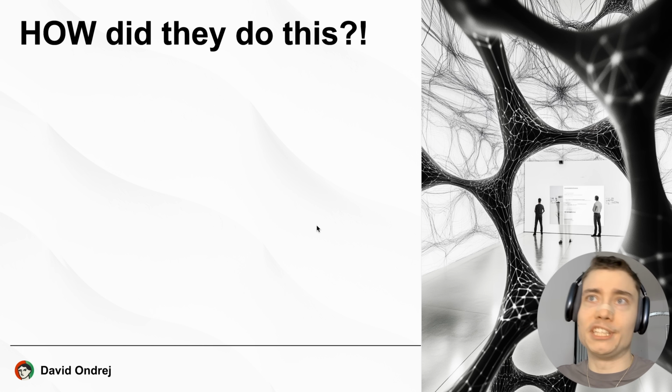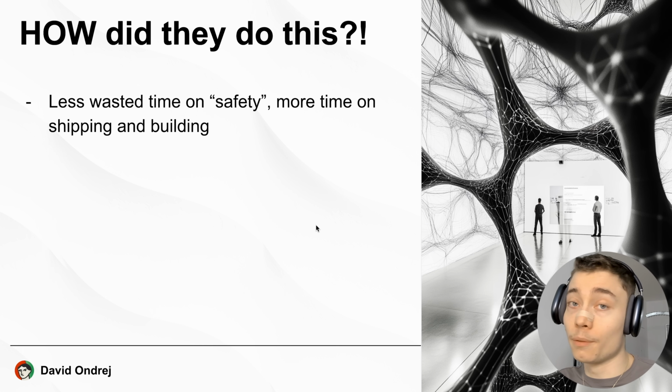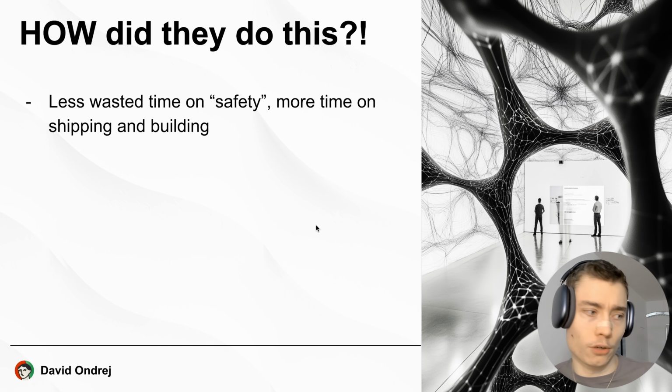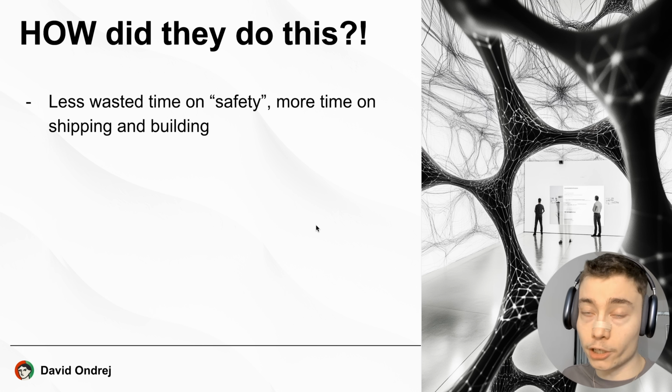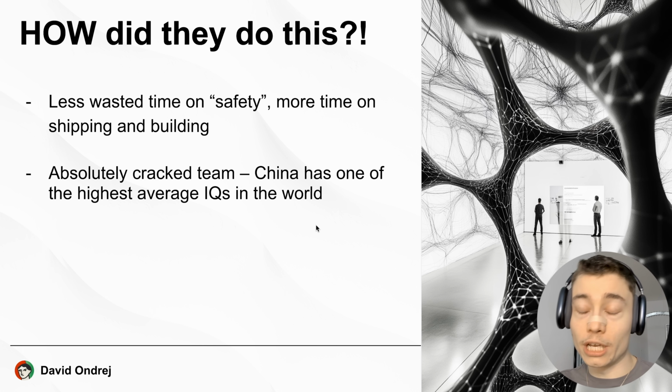Now, how did DeepSeek do this? Like, how did they pull this off? Well, they spent less time on safety. Instead of wasting 3 to 6 months like OpenAI, they just ship. Also, they have an absolutely crack team. And a big part of that is because China has one of the highest average IQs in the world.